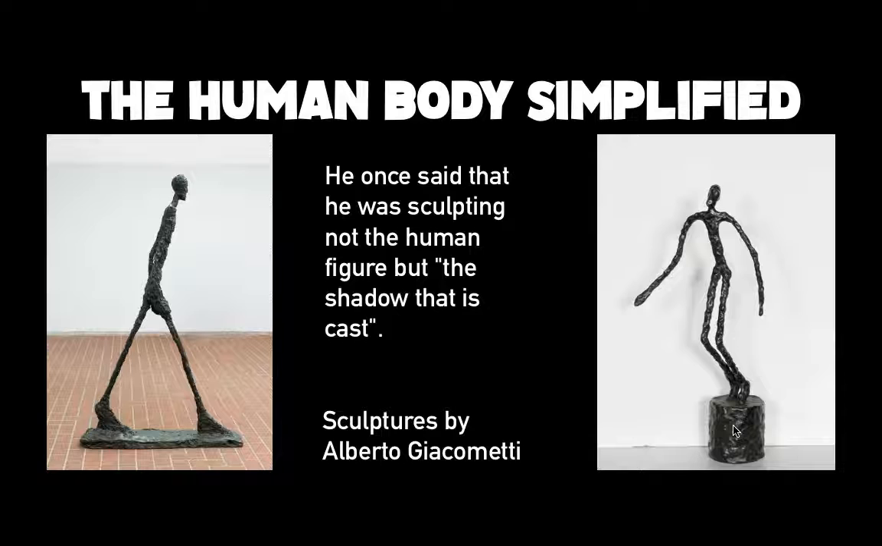I wanted to show you a couple sculptures from an artist named Alberto Giacometti. And if we look at his sculptures, they're really tall and thin. They almost look like if someone took the human body and kind of stretched it out. And Giacometti said a really interesting quote about his sculptures. He said that he was sculpting not the human figure, but the shadow that is cast. And that's kind of an interesting thing to think about.